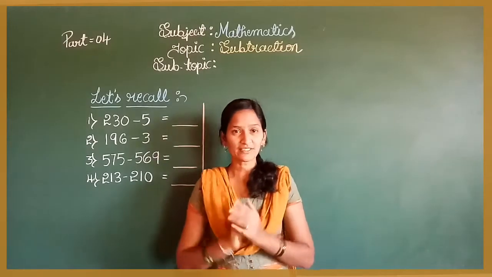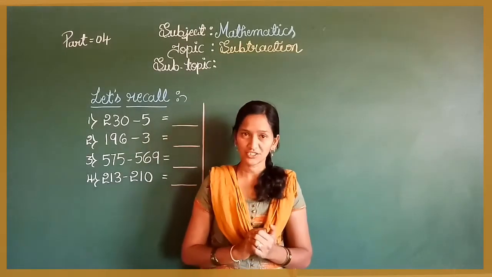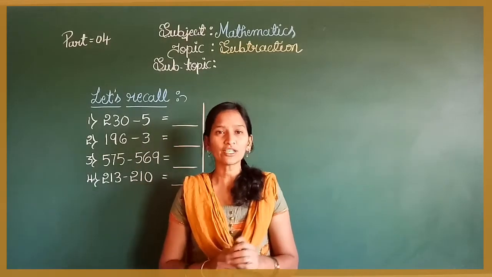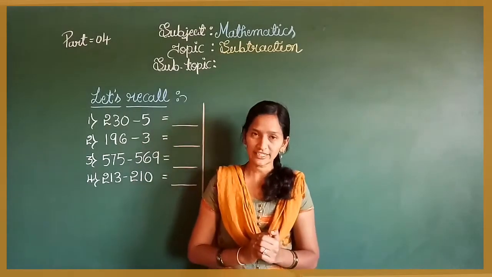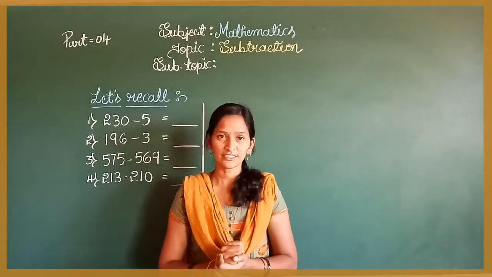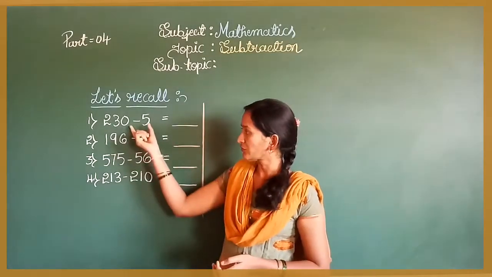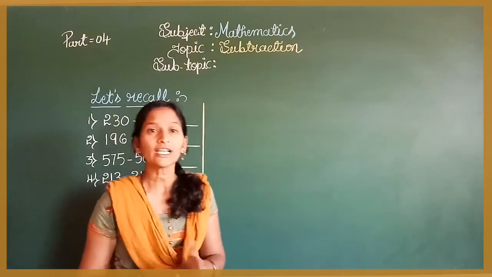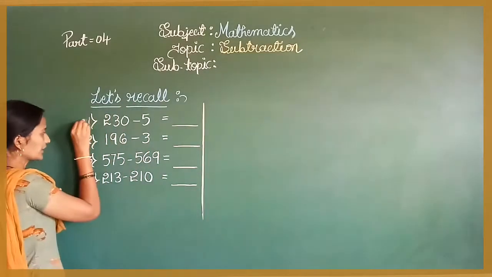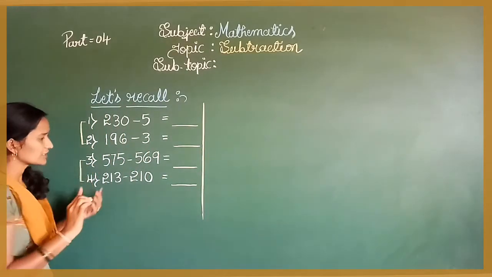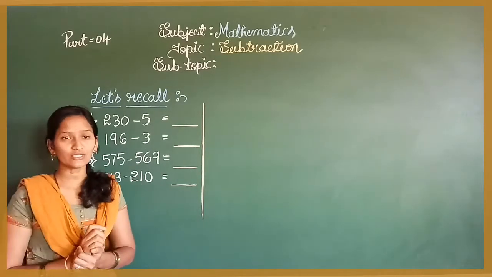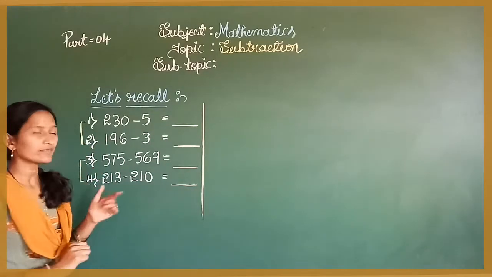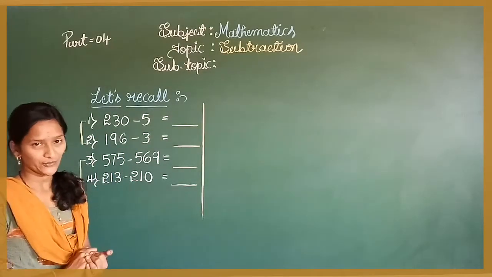Children, in the previous class, in horizontal subtraction, we solved using two methods, right? The first one is the counting backward method and the second one is the counting forward method. Look here, the first and second problems belong to the subtraction by counting backward method. The third and fourth problems belong to the counting forward method. Let's come to the first one. It is 230 minus 5.